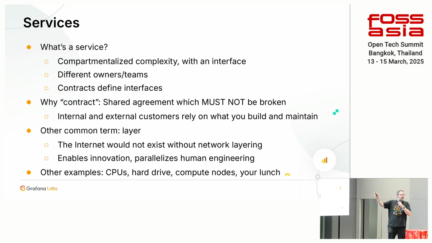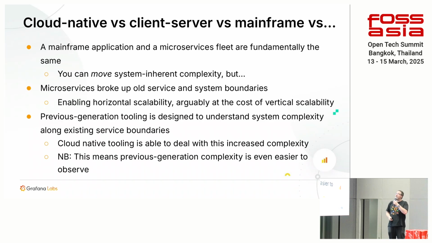The other thing which we have here is the term layer. The internet is basically just layers on top of each other. It doesn't matter if you have fiber or if you have Wi-Fi. It just works. There are plenty of other examples. Cloud native, it does again not really matter where your complexity lives. The main thing about cloud native is you can break stuff up into horizontal units and you can scale them horizontally. It's easier to scale horizontally than to scale vertically.